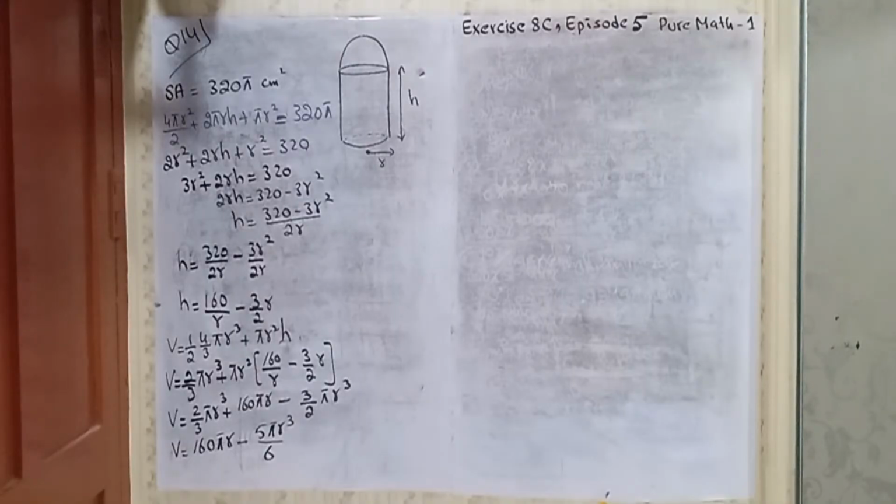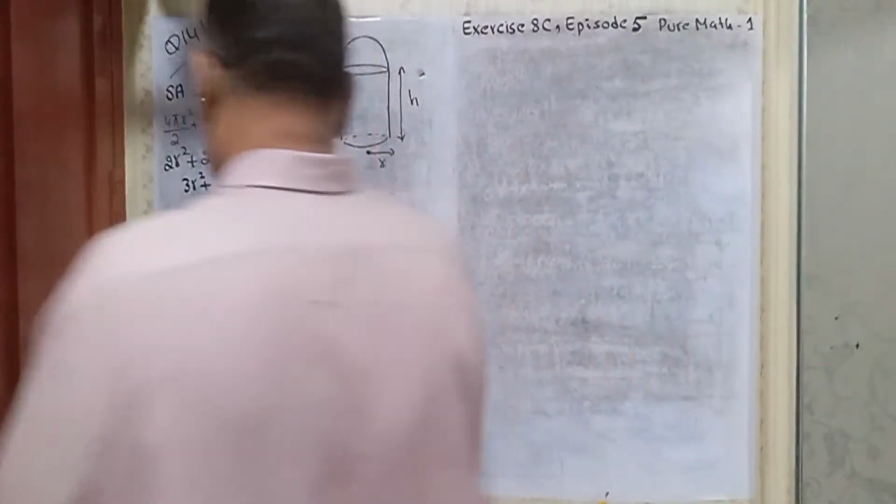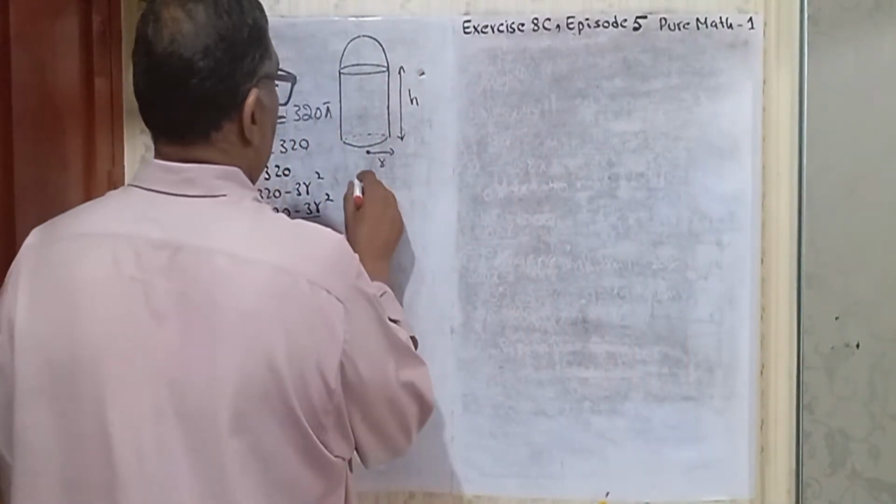Then in the C part, find the exact value of the R such that V is a maximum point. So if the V has a maximum value somewhere, first of all I will have to differentiate it. Then I have to find out the R value when it has a stationary point.